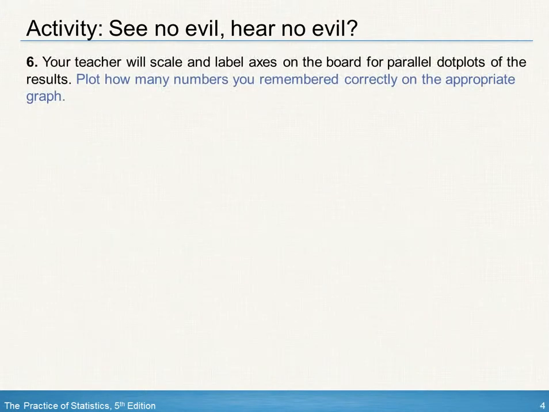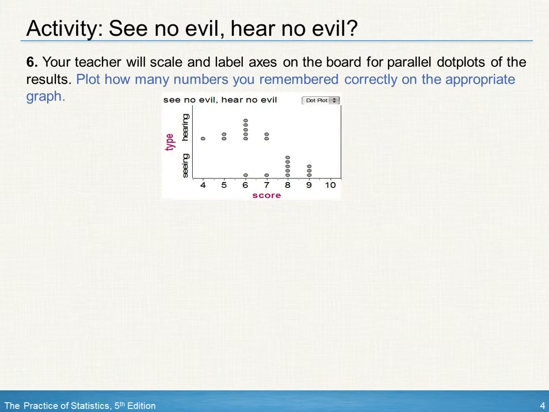Now draw 2 parallel lines with the same scale to create 2 dot plots. Have the students plot their scores on the board, with their numbers remembered correctly on the appropriate graph. Label one graph number correct by seeing and the other graph number correct by hearing. Here is an example of possible results.